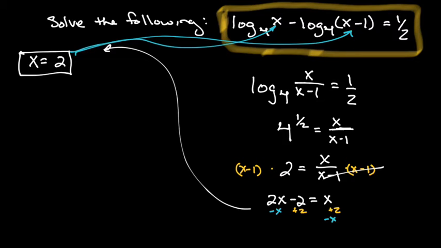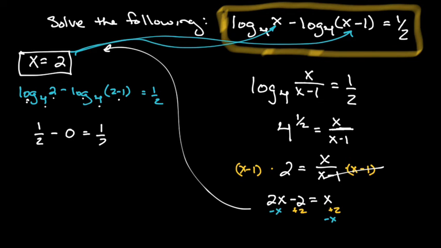I'm going to go ahead and double check it by hand just because I can. So when I do this, I would have log base 4 of 2, subtract log base 4 of 2 minus 1, and that should be equal to 1/2. Over here, what's the exponent on 4 that made 2? Well, that's 1/2, because 4 to the 1/2 is 2. And then this would be, what's the exponent on 4 that made 1? Well, that's 0. And this is indeed true, so my work checks. So again, what I found is that x equals 2.